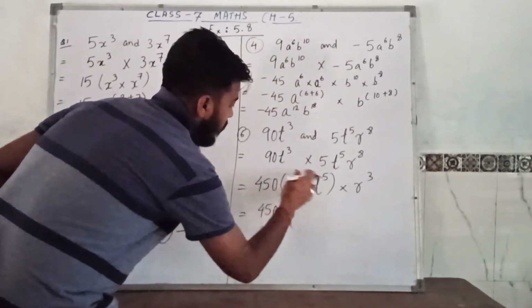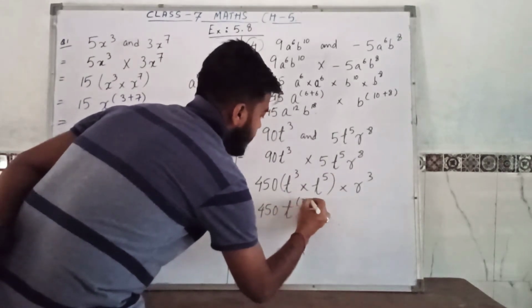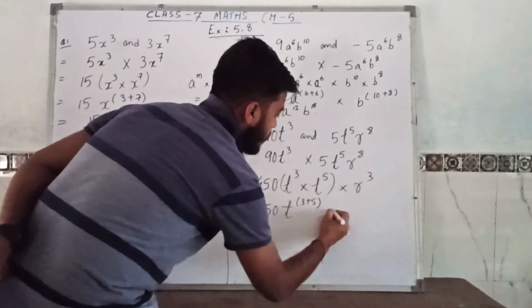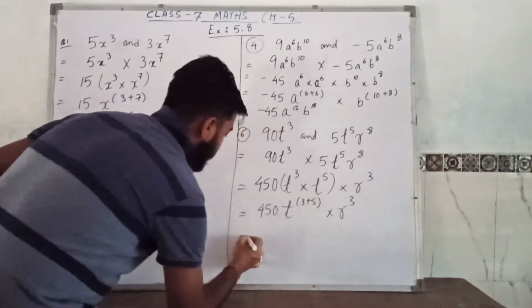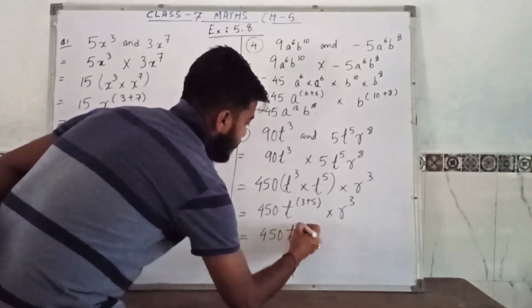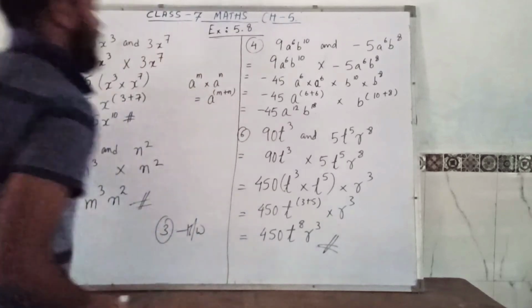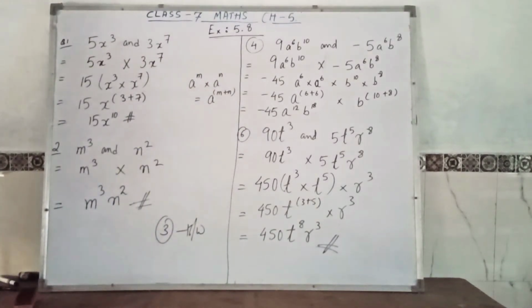Now what happens to the power when the two bases are same? Two bases are same, the powers will get add up. 3 plus 5. Here it's not same, so you will leave like this. So you will get 450 t to the power 8 r to the power 3. Okay, and this is the solution of number 6.